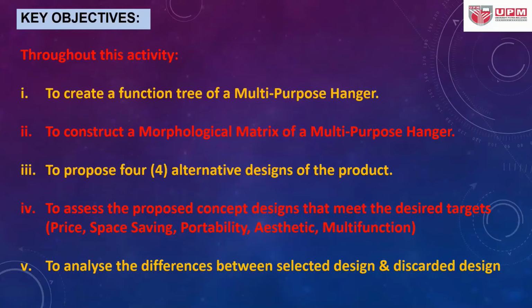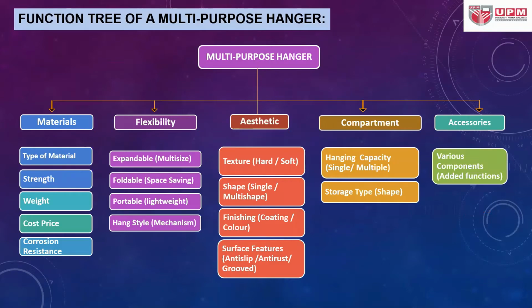Okay, let's go to the function tree. These are the function trees that we constructed based on our product design, which is multi-purpose hanger. As you can see here, we have 5 elements of the function trees, which are materials, flexibility, aesthetics, compartment, and accessories. Under materials, we will look into type of materials, strength, weight, cost price, and corrosion resistance. Meanwhile, for the flexibility, we will look into the expandable, foldable, portable, and hanging style.